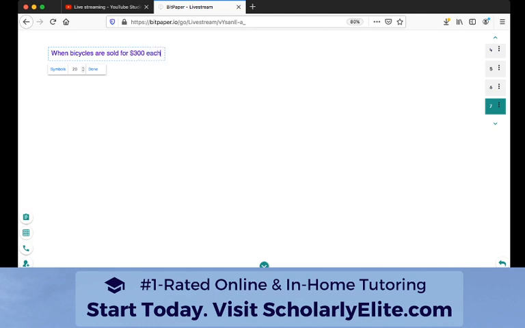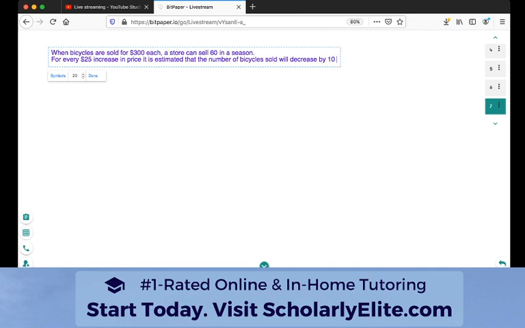When bicycles are sold for $300 each, a store can sell 60 a season, which doesn't seem like very good profit for that store, but anyways, let's just do it. For every $25 increase in price, it is estimated that the number of bicycles sold will decrease by 10. Similarly, if the price decreases by $25, the number of bicycles sold will increase by 10.